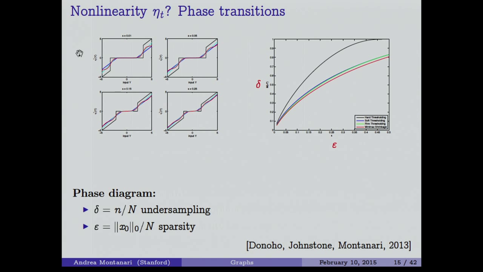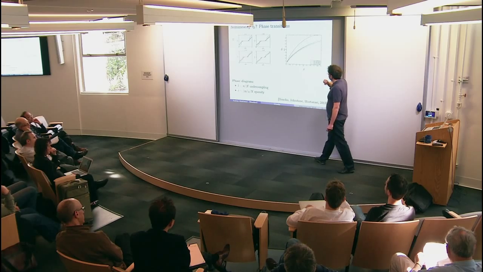This is for sparse vectors, and what you see is the following: if you fix a sparsity level epsilon of your vector x naught, the equivalent of the SNR is the undersampling, so the aspect ratio of this matrix. If you fix epsilon and move the undersampling, you undergo a phase transition, and this phase transition will depend on this nonlinearity. Below this point, the algorithm basically doesn't reconstruct the original x naught at all, and above it reconstructs basically exactly. This is for AMP.